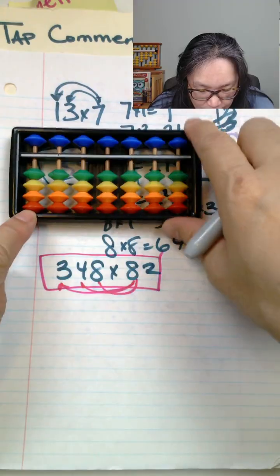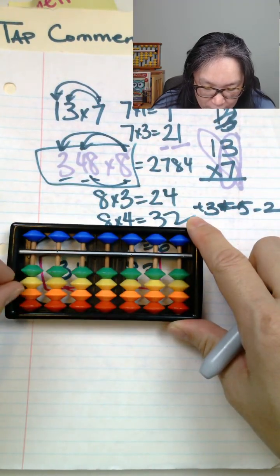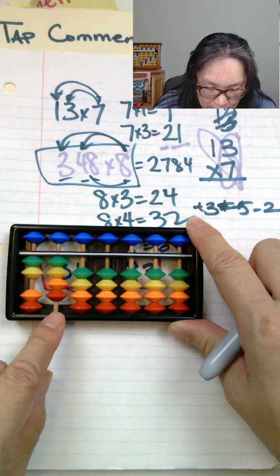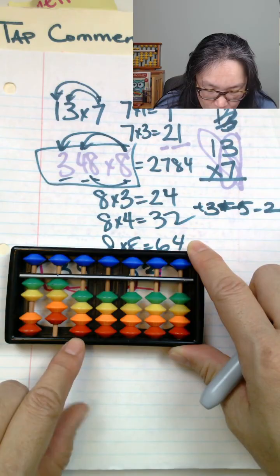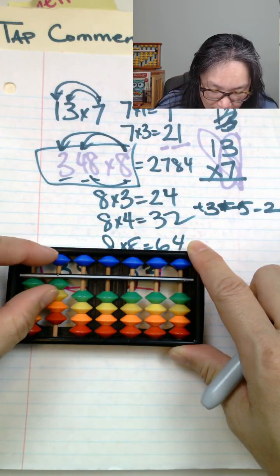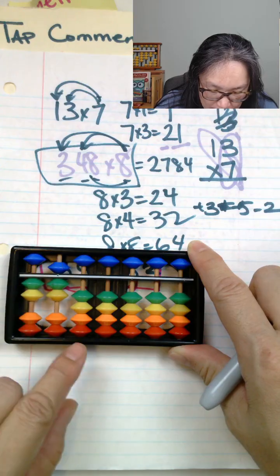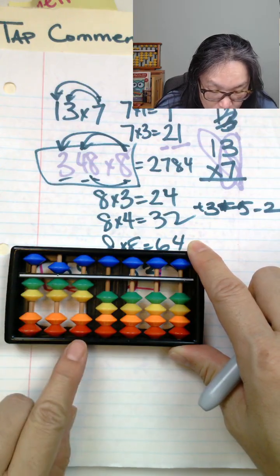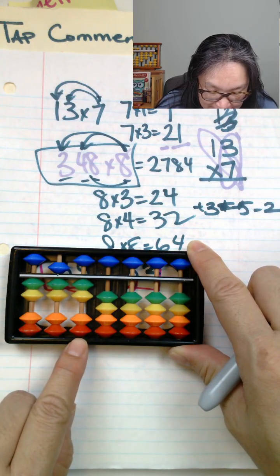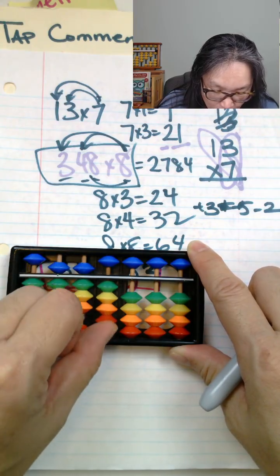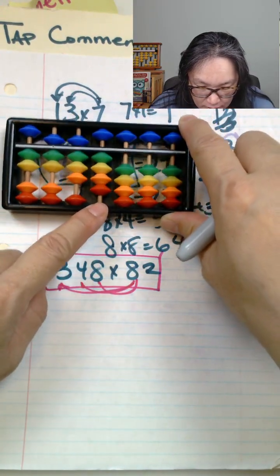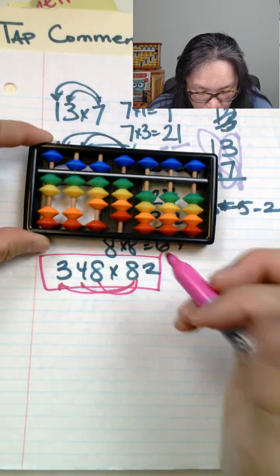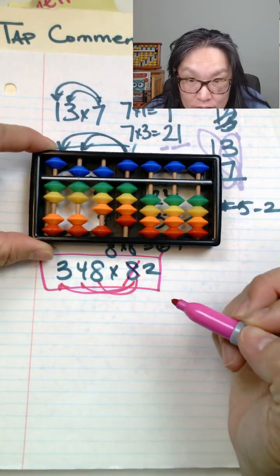8 times 3 is 24. So we add our 2 and then we add our 4. And then 8 times 4 is equal to 32. 32, not enough. I'm going to add the 5 minus the 2, and then I'm going to add the 2. Right? 8 times 8 is 64. Okay. We're done. We're finished with this 8. I'm going to cross it out.